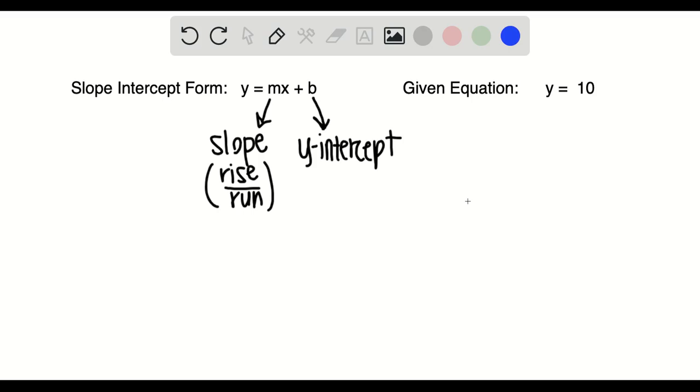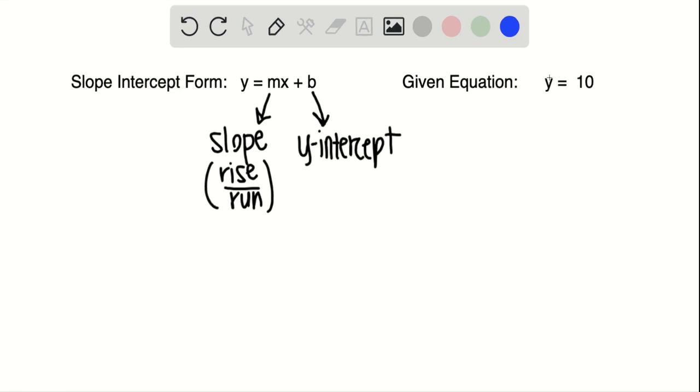In this particular problem, we are given an equation in slope-intercept form and are asked to find the slope and the y-intercept. The given equation we have is y is equal to 10. Before we get started, let's just recap what slope-intercept form is.